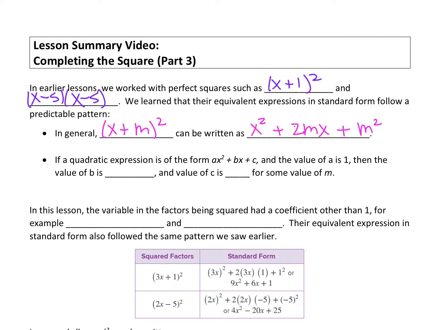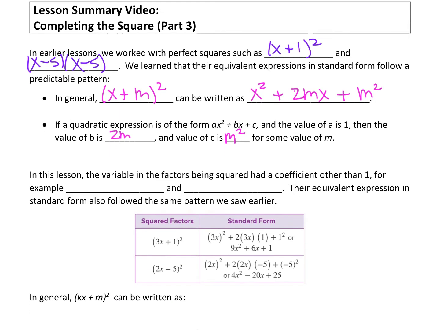All right, if a quadratic expression is of the form ax squared plus bx plus c, and the value of a is 1, then the value of b is 2m, and the value of c is m squared for some value of m. So that's just showing the pattern we've been working with.